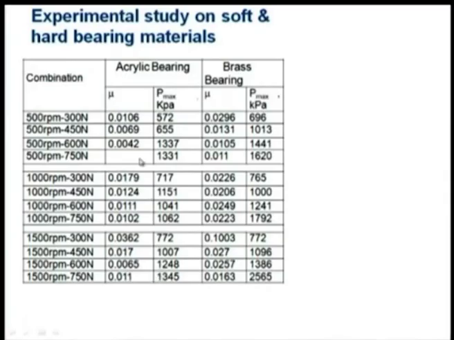Coefficient of friction is not a very dominating factor in this case, because it is happening at the decimal level, so the second decimal is not very important. What is more important for us is to find out the maximum pressure. What we find for the first load and speed situation is around 572 kilopascal, while in the brass case this maximum pressure is 696 kilopascal.